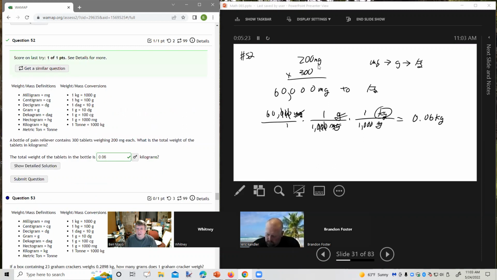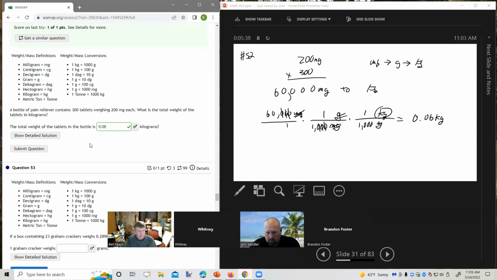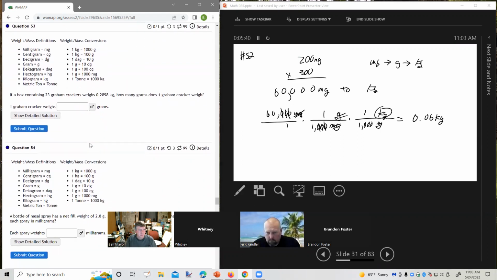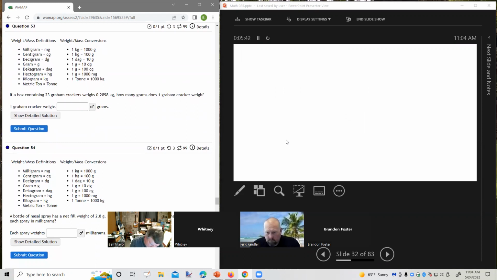Now, I found the total weight in milligrams and then converted to kilograms. I could have taken the weight of 1 tablet and converted it into kilograms and then multiplied by 300 tablets. Either way, should have given the same answer, in case you were wondering. Didn't want you laying awake tonight, thinking about it, trying to figure it out.